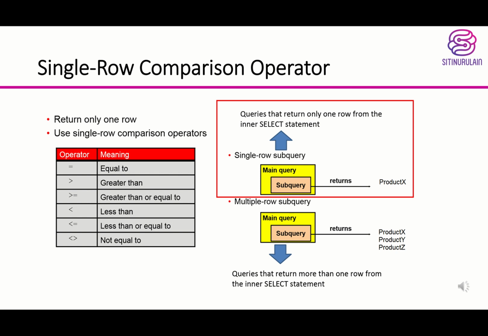A single row subquery is one that returns one row from the inner select statement. This type of subquery uses a single row operator. The slide gives a list of single row operators.